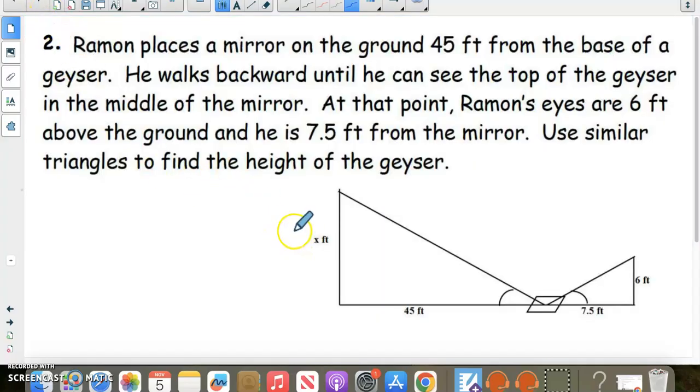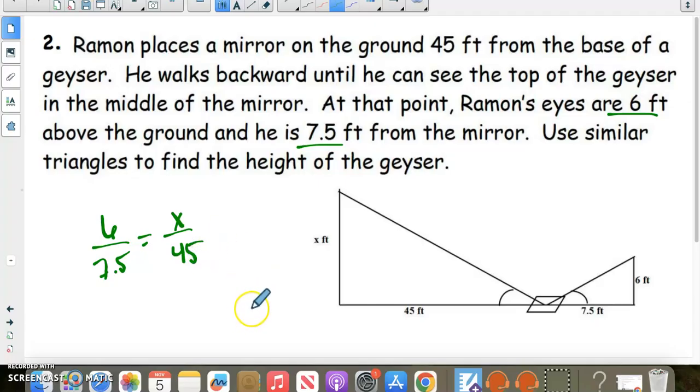Okay, next example. So we have our angles here, and this picture is drawn for you. I'll let you take a moment to pause and read through that. So how I would set this up is I would set up 6 over 7.5, because this is Raymond. So 6 over 7.5 would be the same as x over 45. You might have set it up differently. It works out the same way, but then you end up with 7.5x is equal to 270.